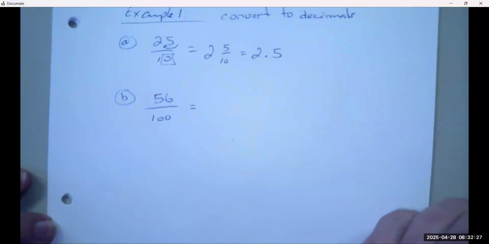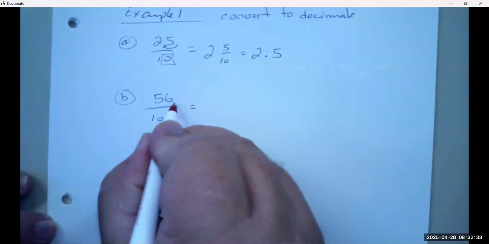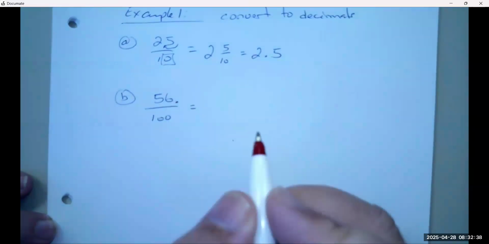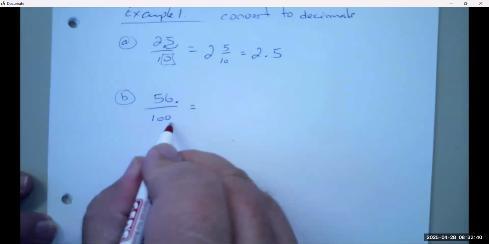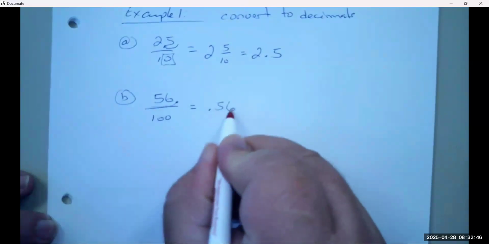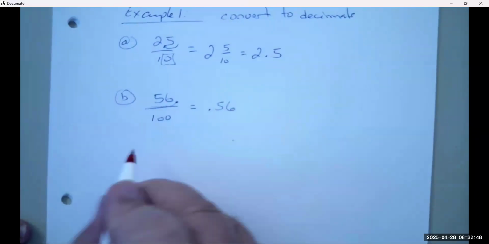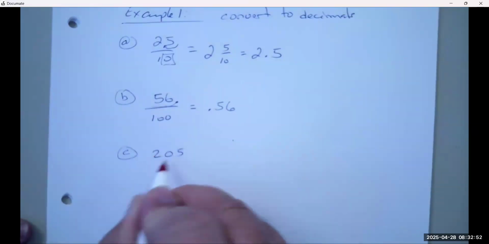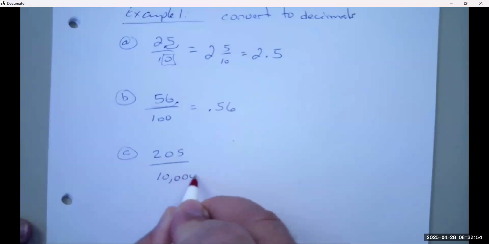56 over 100. Where's the decimal in 56? Behind the 6. So since I'm dividing by 2 zeros, which direction does it go? To the left. So it's 0.56. 205 over 10,000.